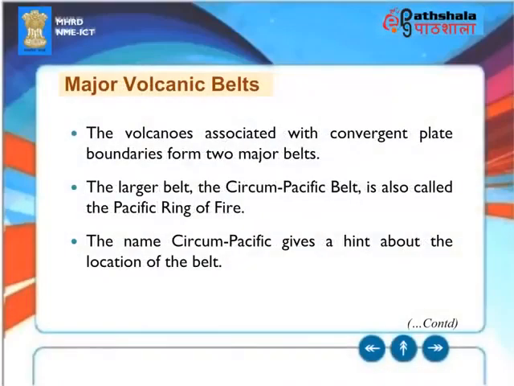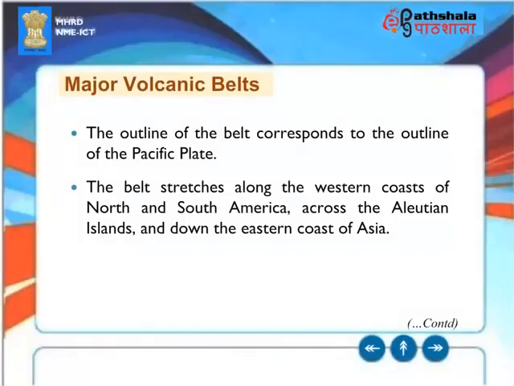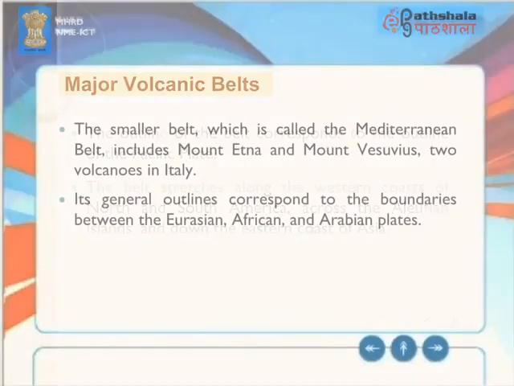Major volcanic belts. The volcanoes associated with convergent plate boundaries form two major belts. The larger belt, the Circum-Pacific Belt, is also called the Pacific Ring of Fire. The name Circum-Pacific gives a hint about the location of the belt. The outline of the belt corresponds to the outline of the Pacific Plate. The belt stretches along the western coasts of North and South America, across the Aleutian Islands, and down the eastern coast of Asia.